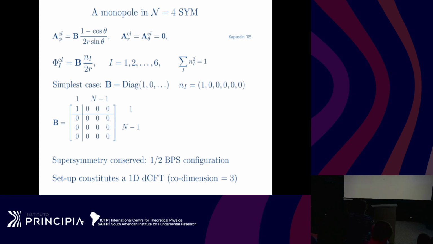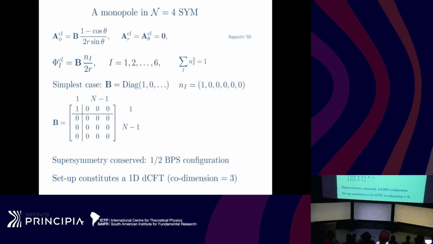And the VEV of the scalars I take to be given just by this simplest possible 6-vector, which means that only one of the scalar fields gets a vacuum expectation value. That configuration conserves half of the supersymmetries. And due to this scaling of the classical fields, I obtain a one-dimensional defect CFT of codimension 3. And that's the guy I want to look at. Okay.